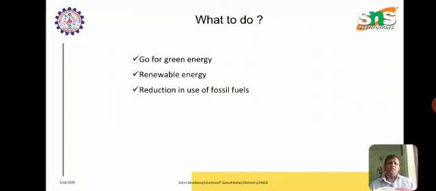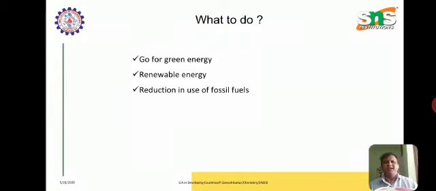So what to do? We should go for green energy. Shall we go for green energy? Yes, we go for green energy. What is green energy? Even in chemistry, we discuss green chemicals. What do you mean by green chemicals? Mostly recycling the chemicals and using them again, like liquid fuels. So these energies are recycled and used again.